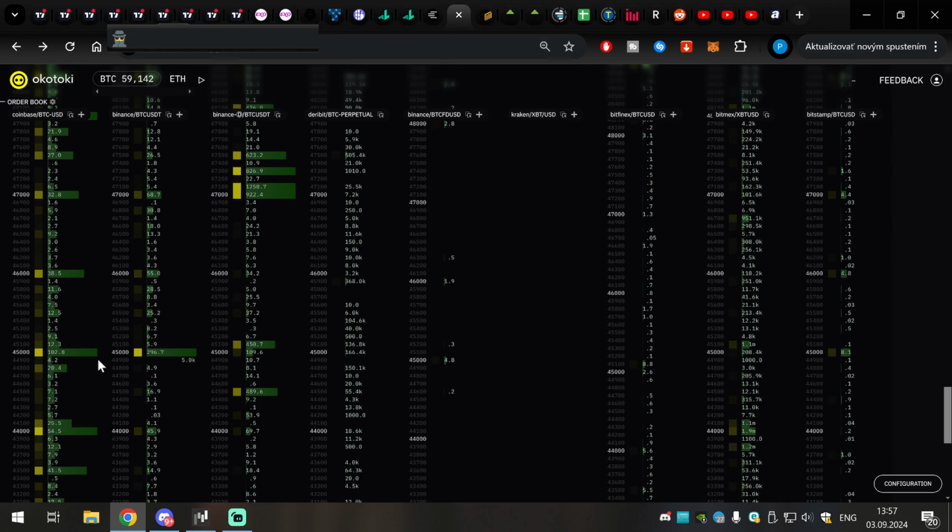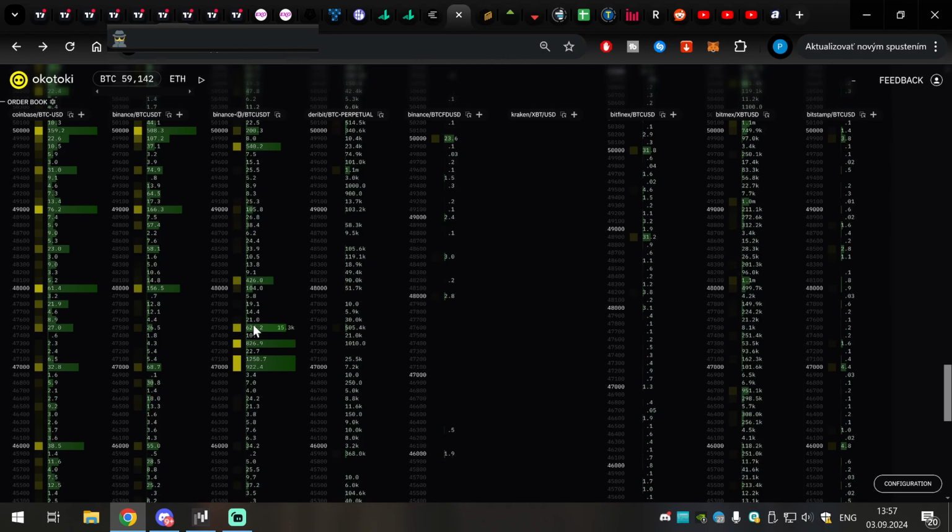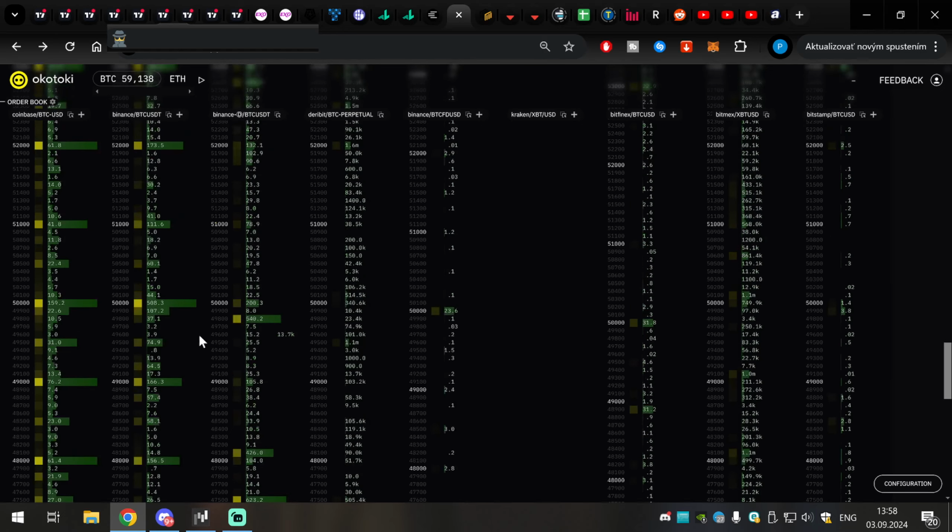45k very strongly defended, 47,500 extremely big walls with the leverage. This is in case you lose 49k. It's very likely you will be bouncing out of this because you create monster absorptions. 48,000 defended at spot market, pretty decent. 200 bitcoins, 50k very heavily defended. Like the whole area 50k to 49k also heavily defended.